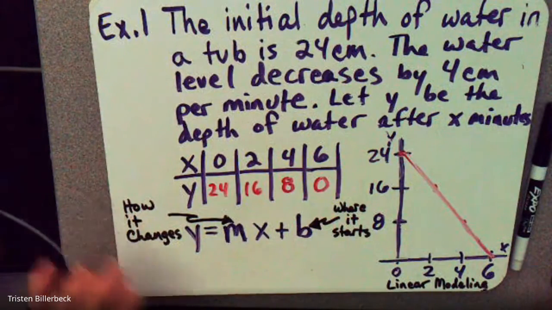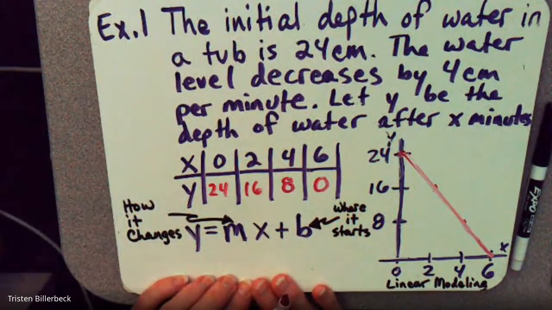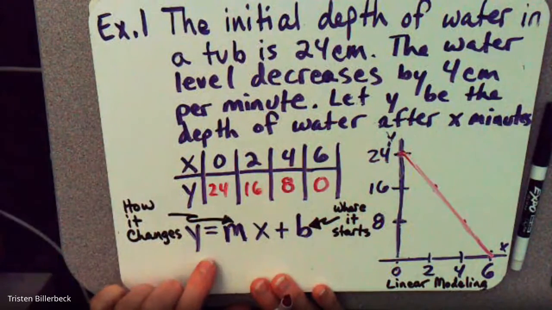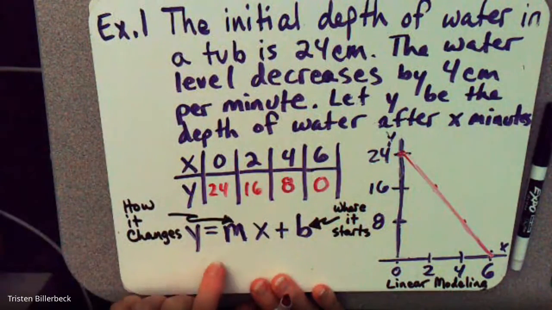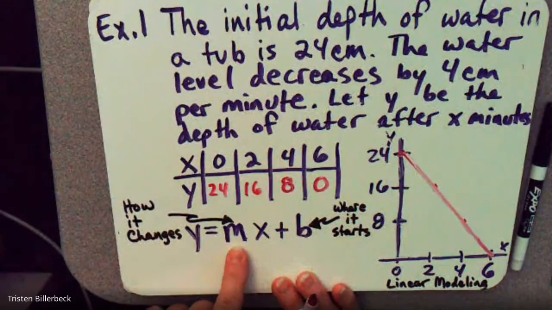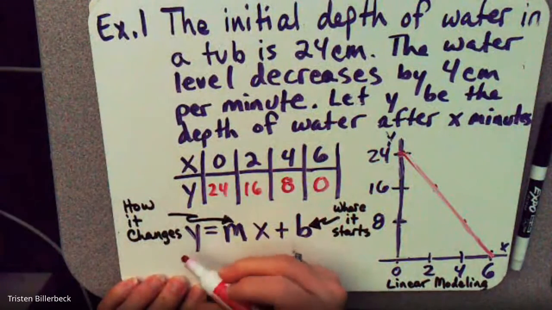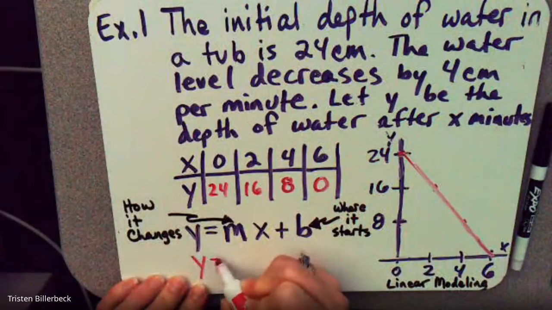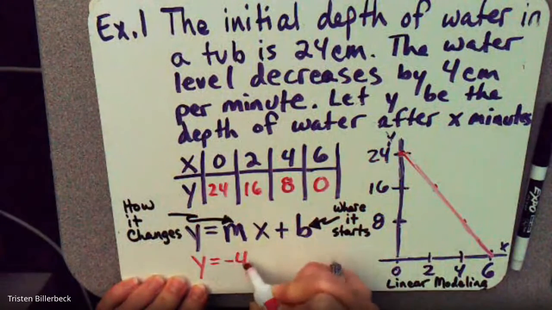So if we are going to write an equation, we write it in this form: y equals mx plus b. So m is how it changes, the slope. Well, it's decreasing by 4. So instead of putting a positive 4, we're going to put a negative 4 because it's decreasing.